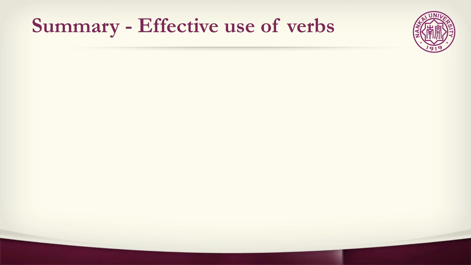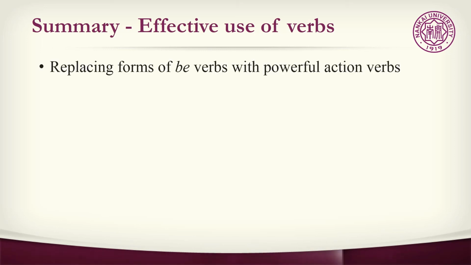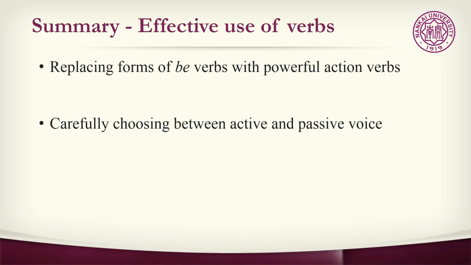Action verbs are vigorous. They are direct communicators. Using action verbs effectively can greatly improve our writing. How can we do that? Yes, we can replace forms of be verbs like am, is, are with powerful action verbs. We also need to carefully choose between active and passive voice, as both have their advantages, and we have to consider our purposes of writing.